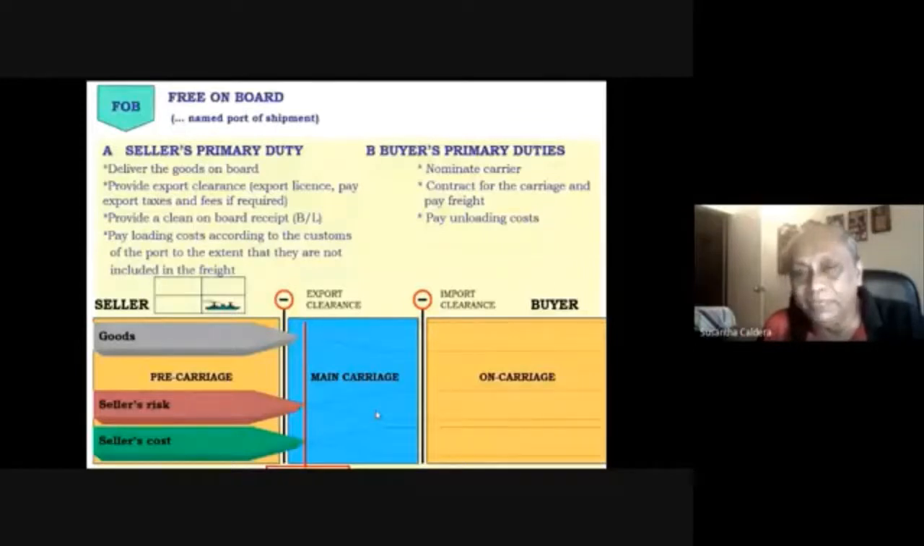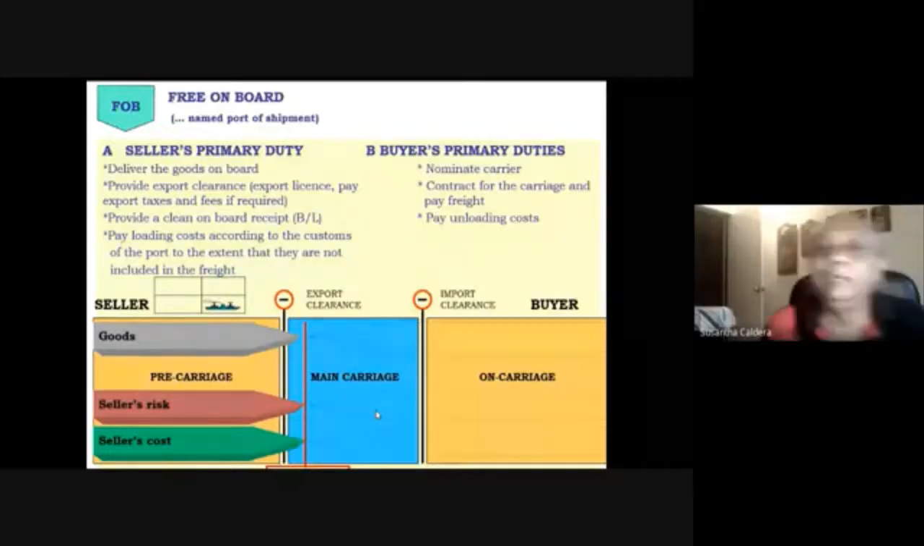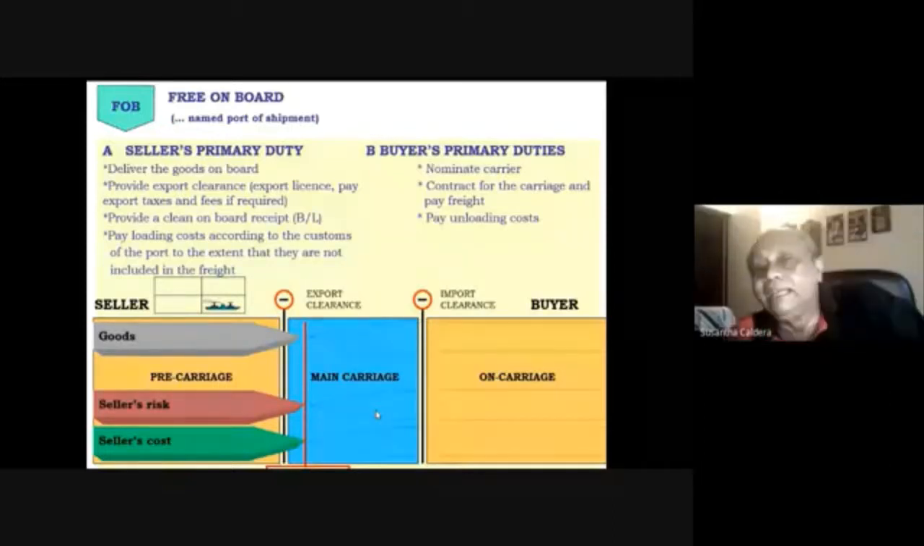In FOB, the buyer has to nominate the carrier. The carrier has to be nominated by the buyer, who makes the contract for carriage and pays freight. He has to nominate the carrier. He has to pay for the carriage.